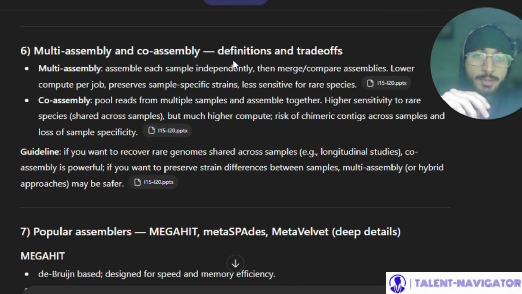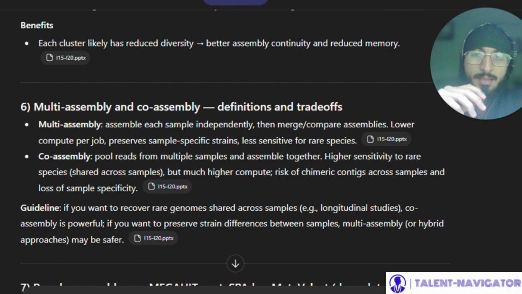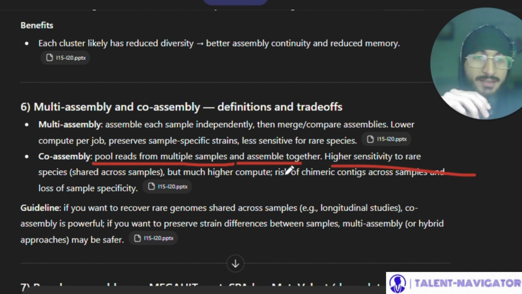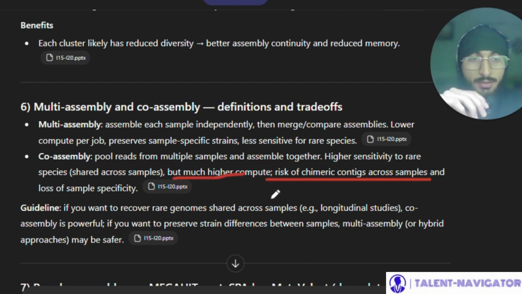Then we have multi-assembly and co-assembly definitions and trade-offs. Multi-assembly is basically assemble each of the samples independently, then we merge or compare assemblies. Lower compute per job, preserves sample-specific strains, less sensitive for rare species. Co-assembly pools reads from multiple samples and assembles them together. Higher sensitivity to rare species, but much higher compute. Risk of chimeric contigs across samples and loss of sample specificity.